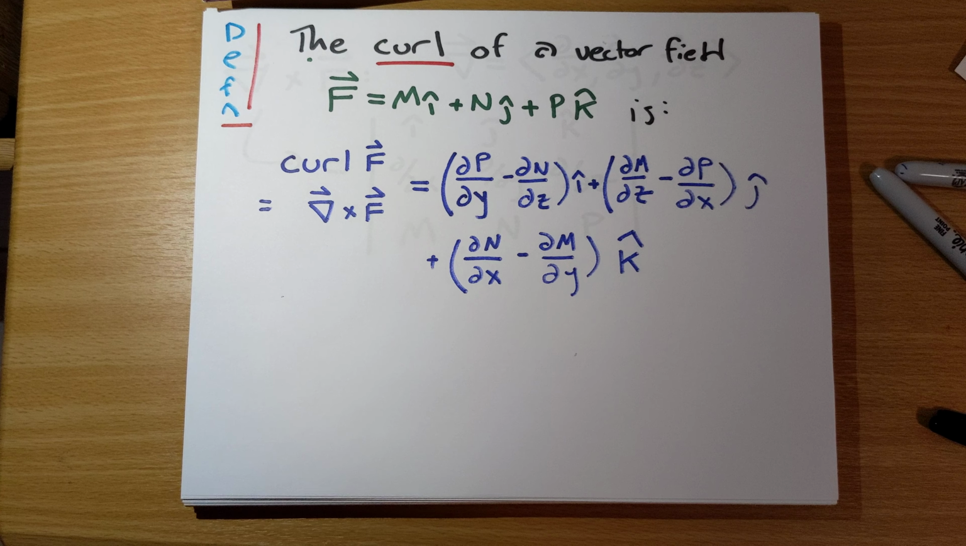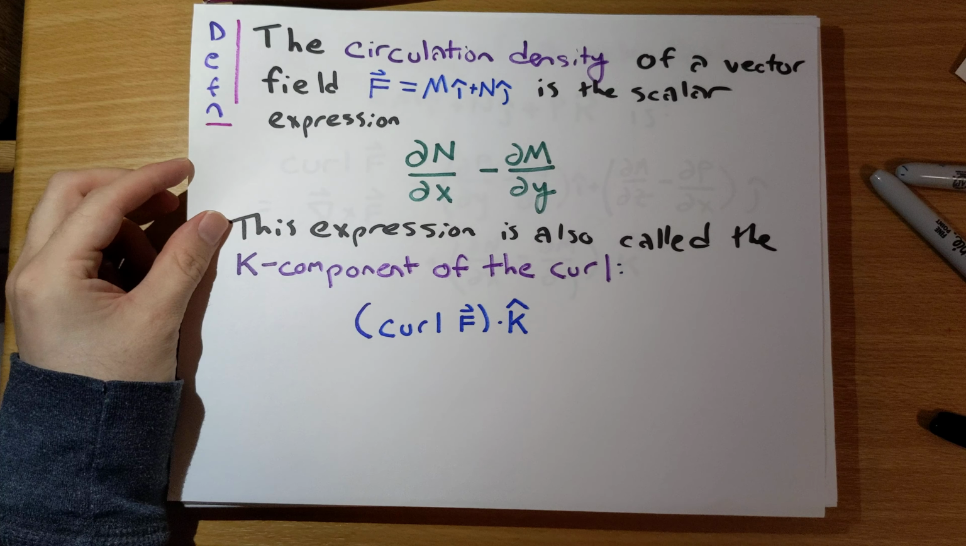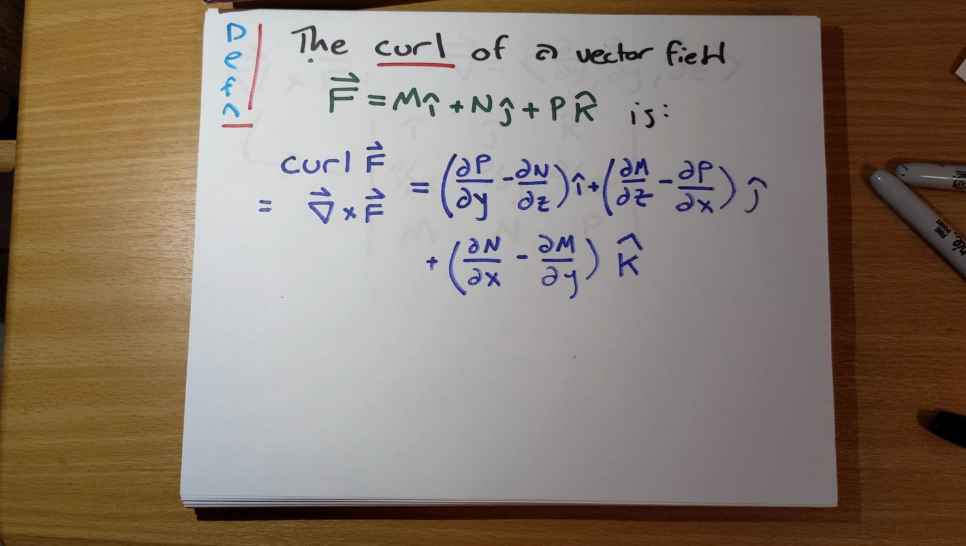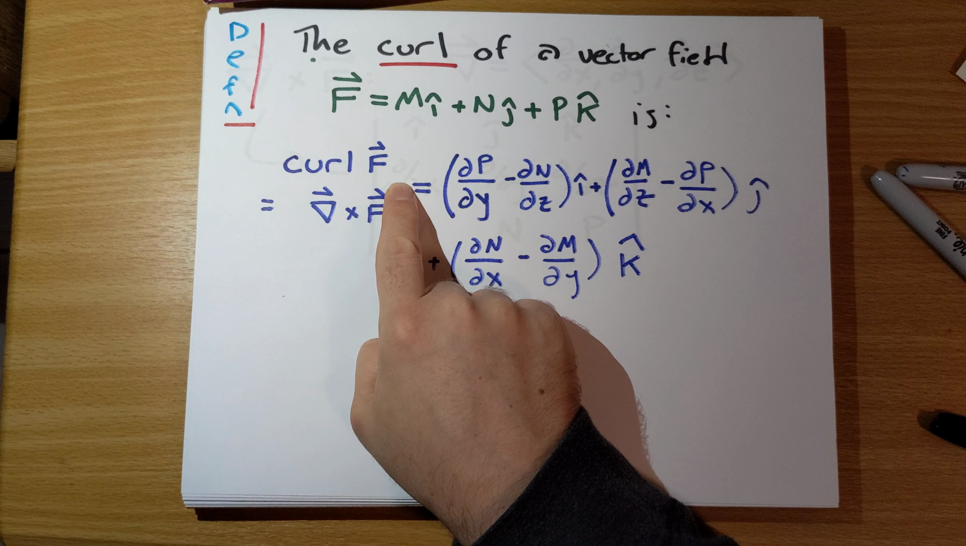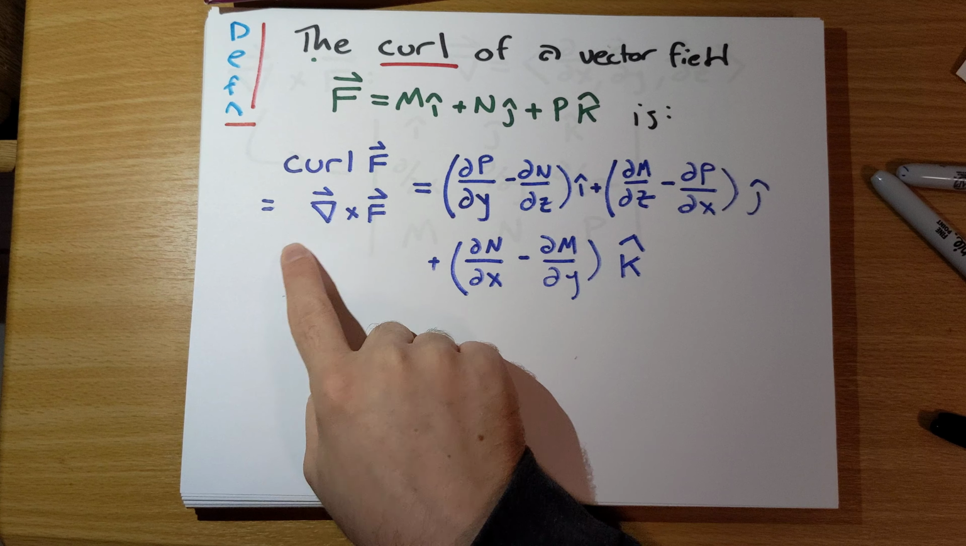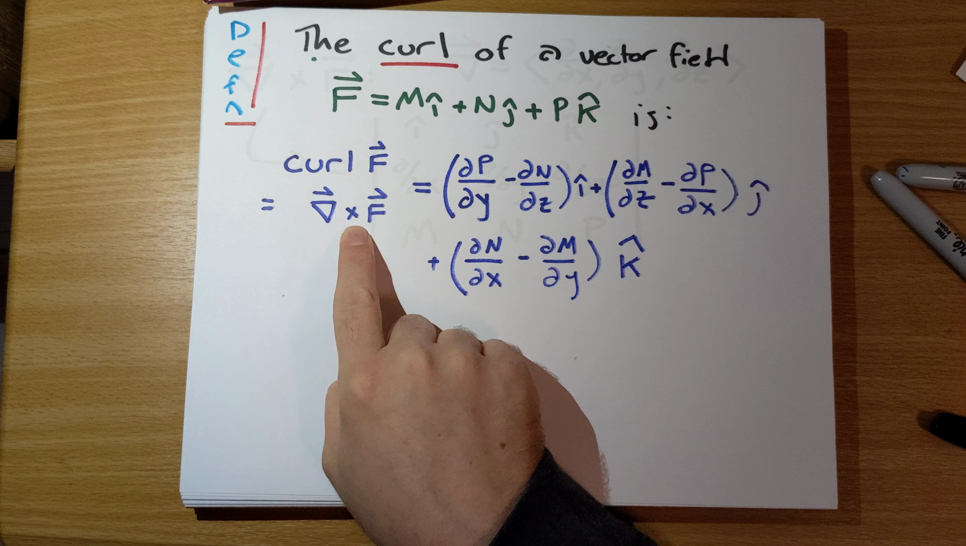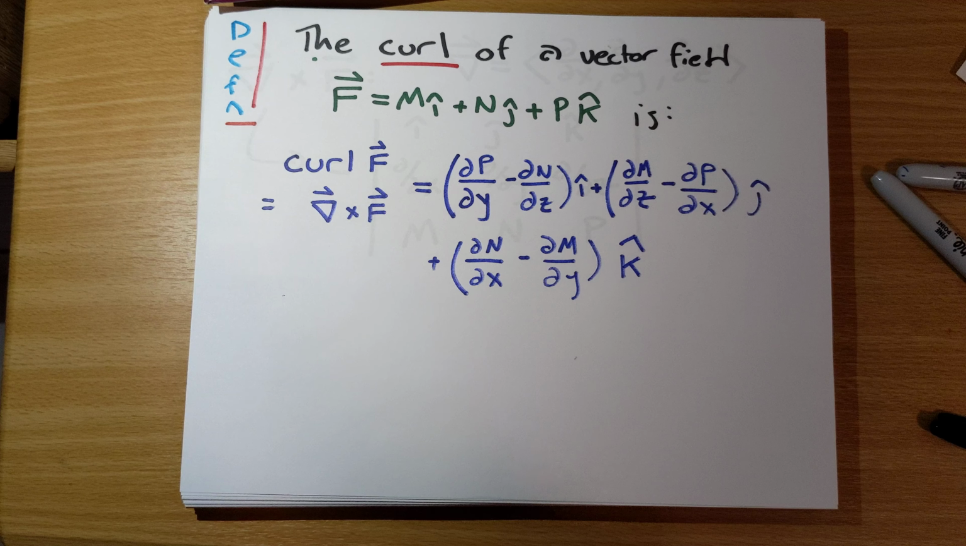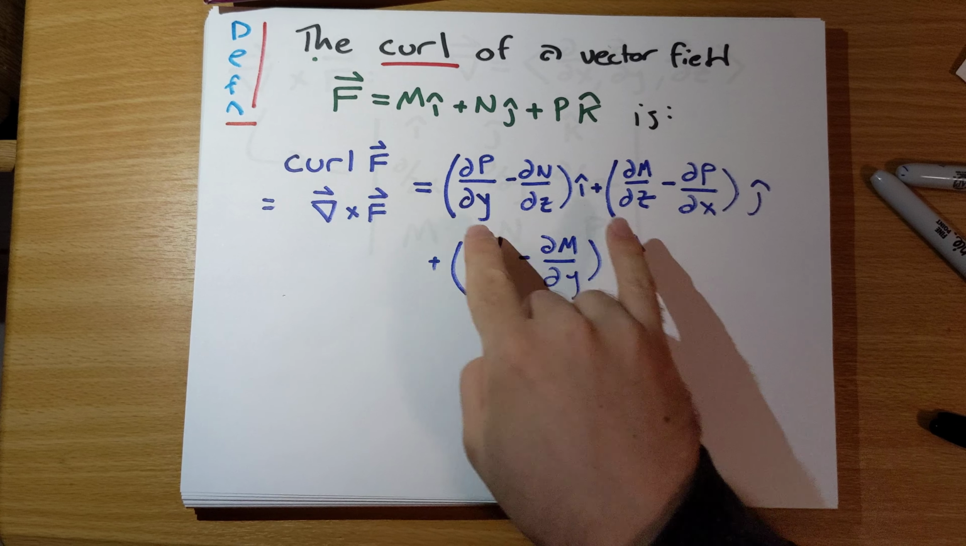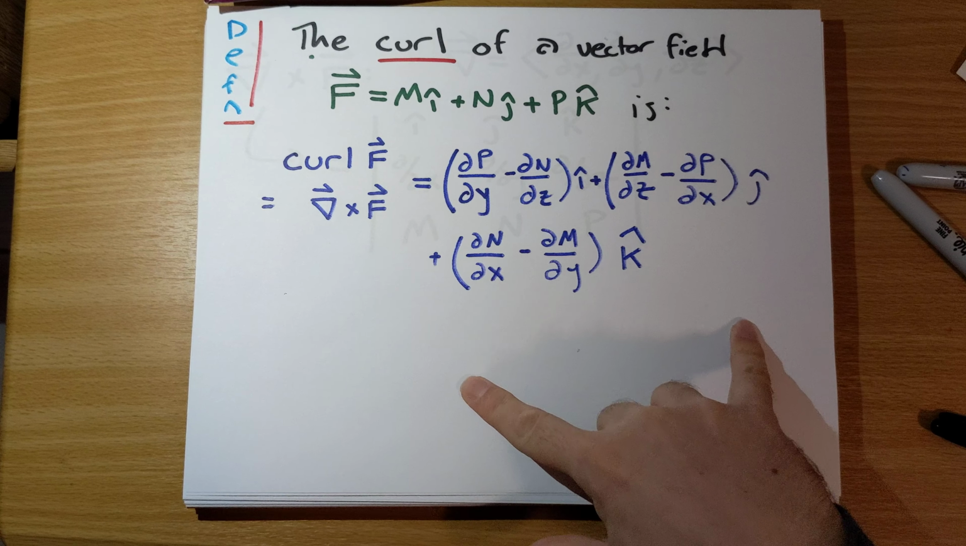And so here is a definition of curl. We already talked about the k component of the curl. Remember that back here from our section on Green's theorem. Here is the actual definition of curl. The curl of a vector field f, m times i hat plus n times j hat plus p times k hat, is curl of f. Sometimes I'll write this del cross f. Del cross f is going to equal this expression here.